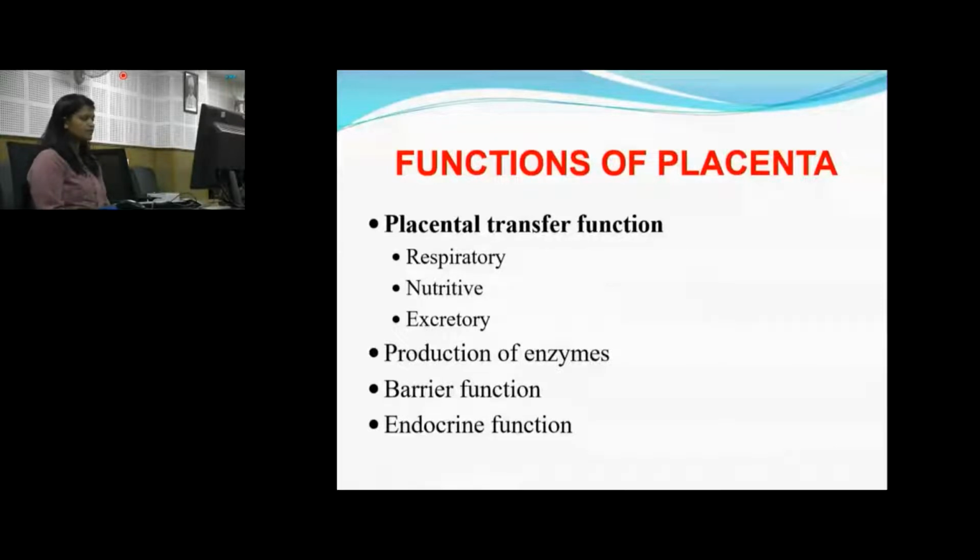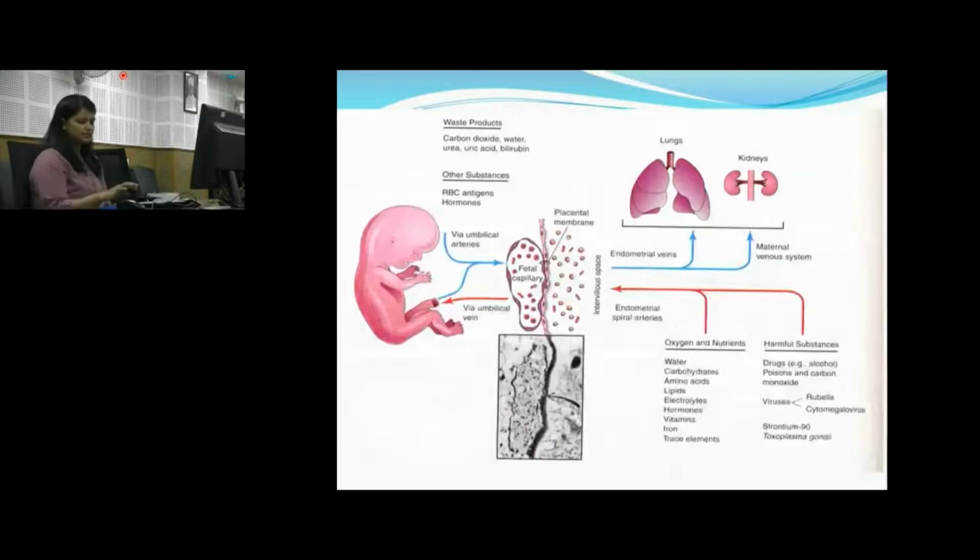The important functions are the placental transfer function, which involves respiratory functions, nutritive functions, excretory function, and production of certain enzymes. The placenta also forms a barrier, and it produces a number of hormones and thus forms an endocrine function. So here is the nutshell summary of the functions of the placenta. We'll deal with each function again.